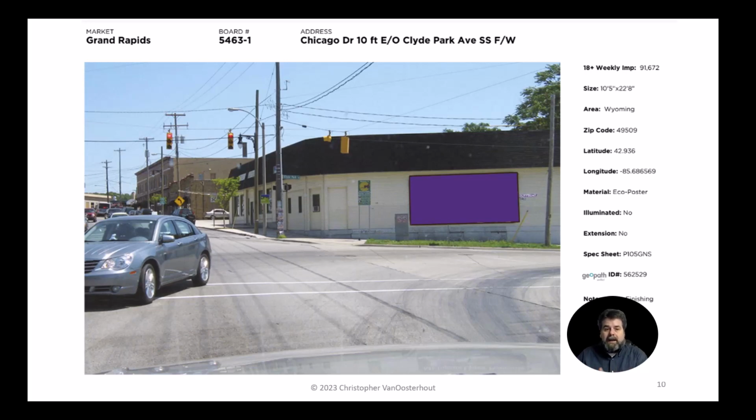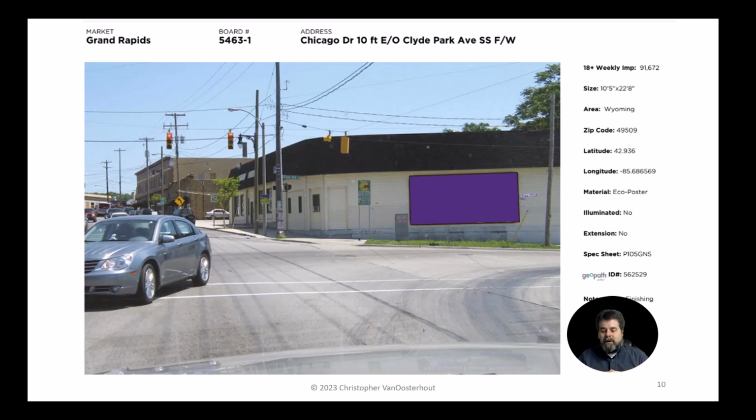Now you notice on the right, they talk about the specifics of this billboard. For instance, how many people over 18 will see this during a week? This billboard has the potential to be seen by 91,000 people. They give you the actual size of the billboard, the city or community, the zip code, then the actual latitude and longitude, the exact location of the billboard, and whether it's illuminated or not.